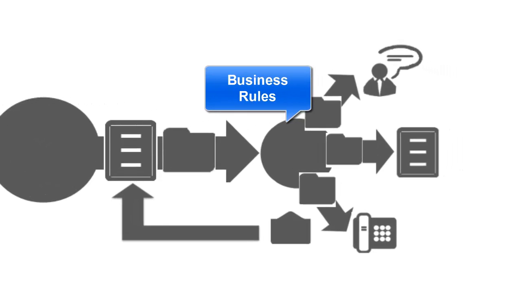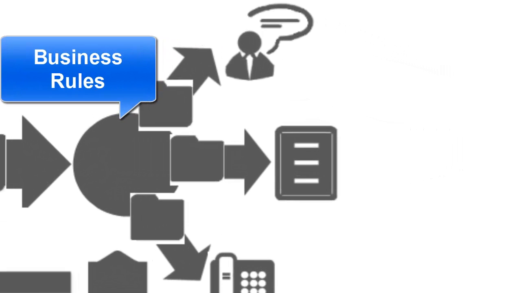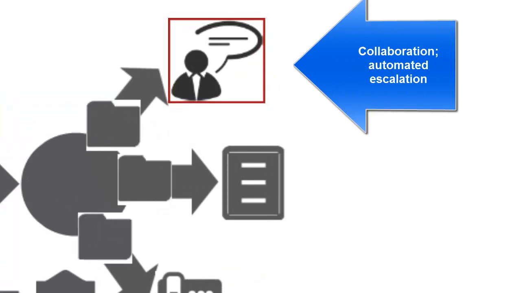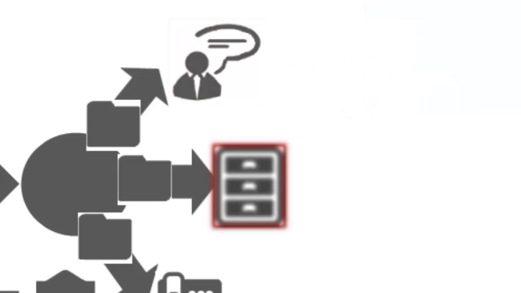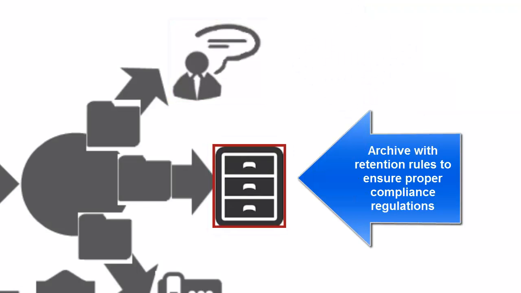Content is moved through the system by automating the business rules of your company. Business process management software can allow collaboration between users or automate escalation if something is not reviewed during a specified period of time. When work is completed, it is sent to an archive step where retention rules can be applied to ensure proper destruction of the content per your company's compliance regulations.